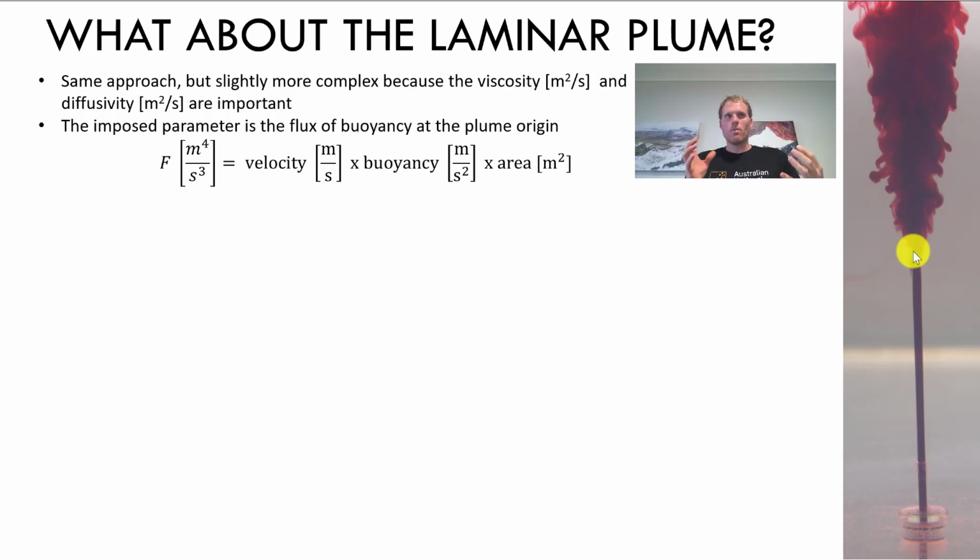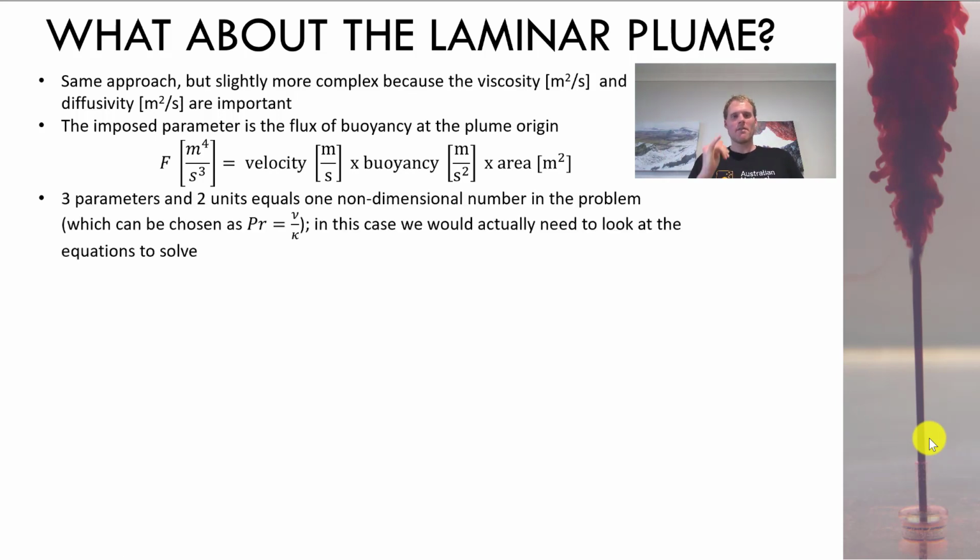complex because if we have a laminar plume, then we're saying that the viscosity and the diffusivity are important. So again, we have the imposed buoyancy flux at the nozzle, but we've now also got this viscosity and diffusivity. So if you look at the number of parameters there, we have 3 parameters and 2 units, which means we have one non-dimensional number in the problem. And you can pick that as being the Prandtl number.